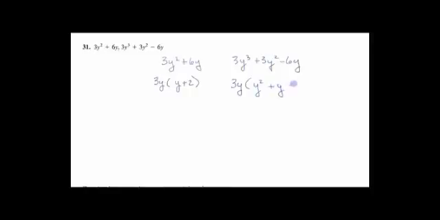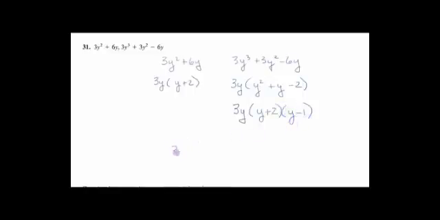Let's try this problem. 3y squared plus 6y, I first need to factor. We have a greatest common factor of 3y that we can take out, and that leaves us with y plus 2. With 3y cubed plus 3y squared minus 6y, I also have a greatest common factor of 3y that I can pull out of that trinomial. That leaves me with y squared plus y minus 2. Now does this factor? Yes, it factors as 3y times y plus 2 times y minus 1.